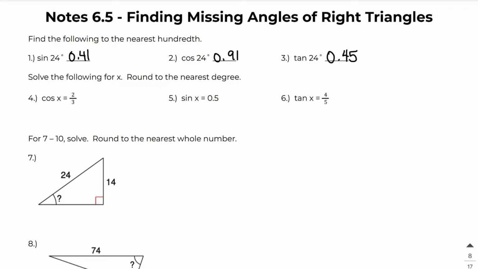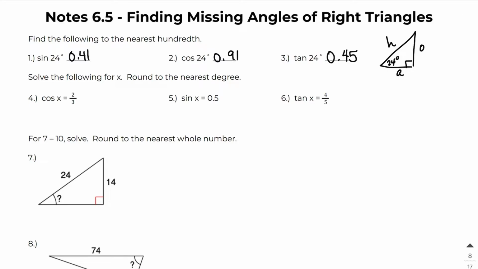Okay, so what this means is if I have a triangle that has a 24-degree angle, if I were to divide the opposite by the hypotenuse, my answer will be 0.41. If I were to divide the adjacent by the hypotenuse, my answer would be 0.91. And if I were to divide the opposite over the adjacent, my answer would be 0.45, no matter how big or small my triangle is. And just a reminder, it's always sine of an angle, cosine of an angle, tangent of an angle.